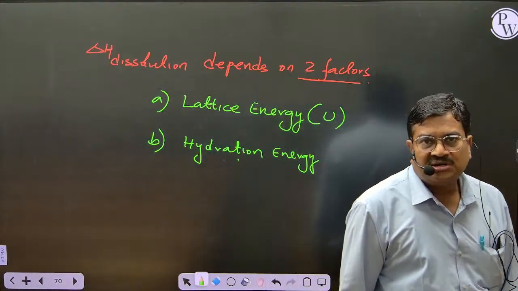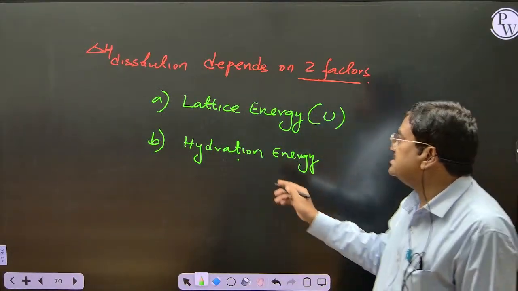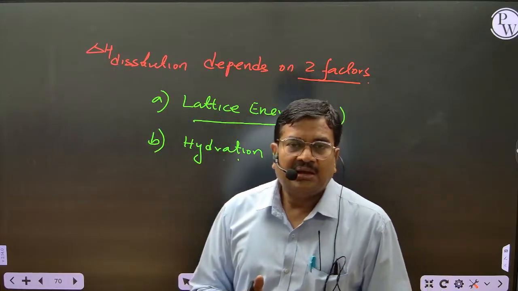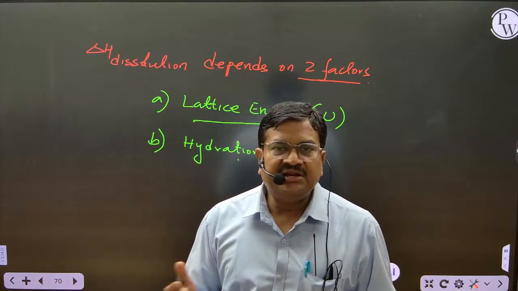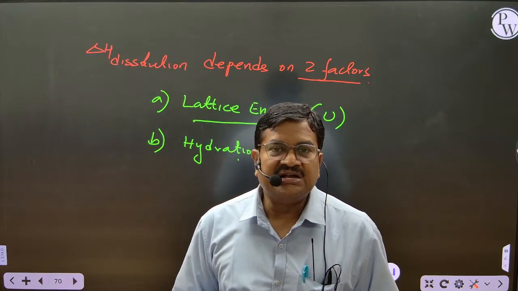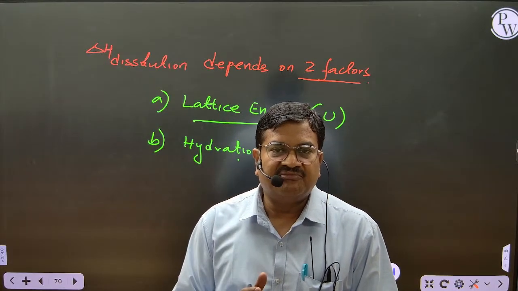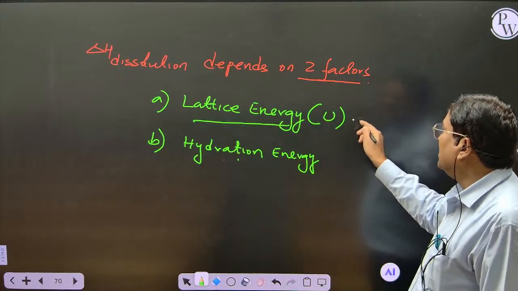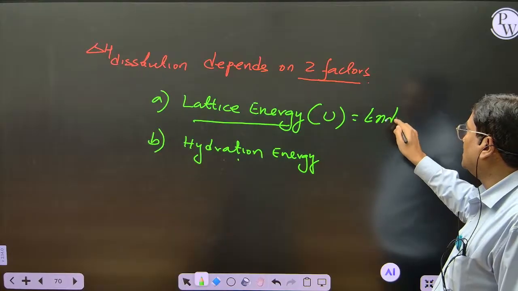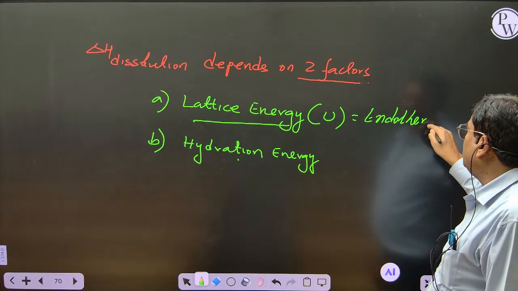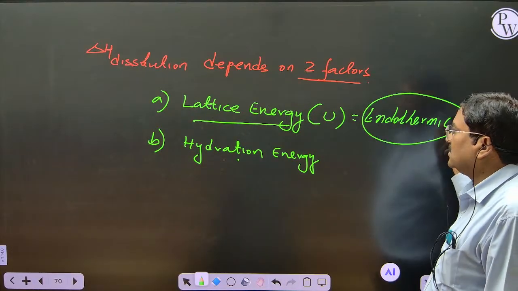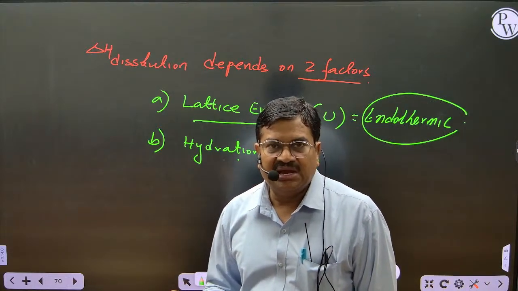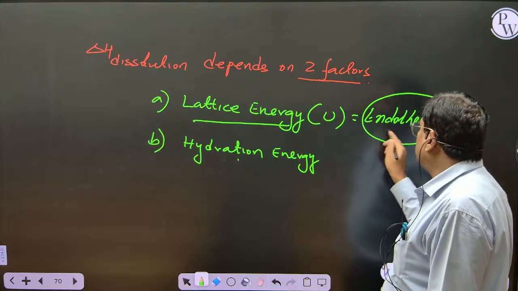Now students, what is meant by lattice energy? It is the amount of energy required to break 1 mole of ionic crystal into oppositely charged ions. That means we have to break the 1 mole of ionic crystal into its ions. Means lattice energy is endothermic. Because why? We are spending energy to break, no? So that process is endothermic.